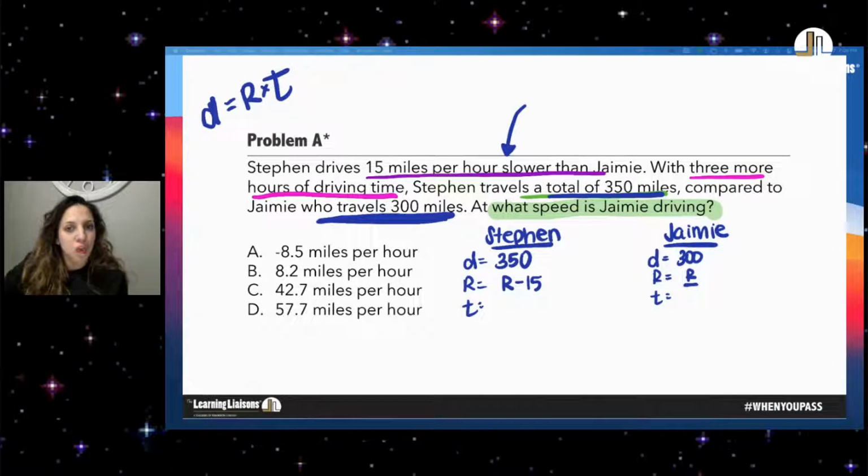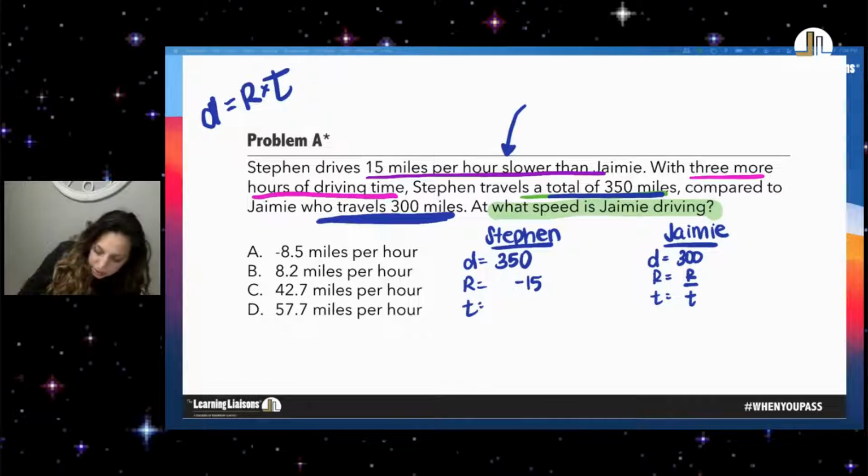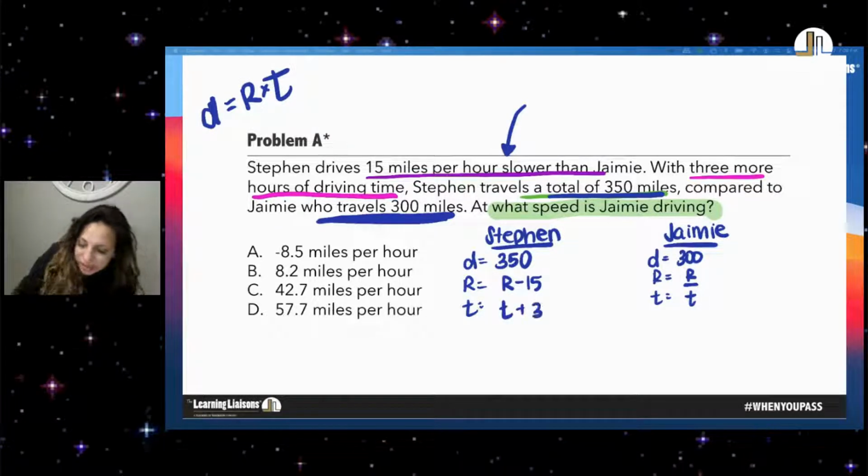So his rate is going to be r minus 15, or Jamie's rate minus 15. What do we also know? We know that Stephen is driving 3 more hours than Jamie. So if Jamie drives t hours, then Stephen is going to drive t plus 3 hours because he has 3 more hours of driving time than Jamie. Are you following me? All right, let's keep going.